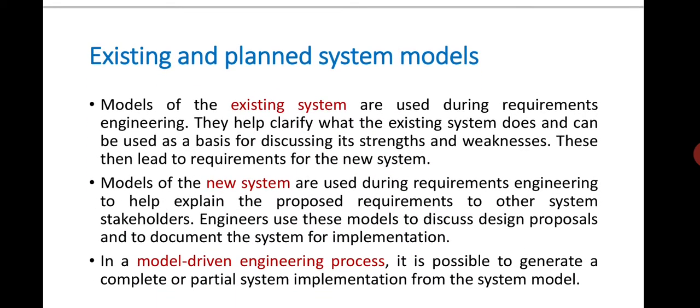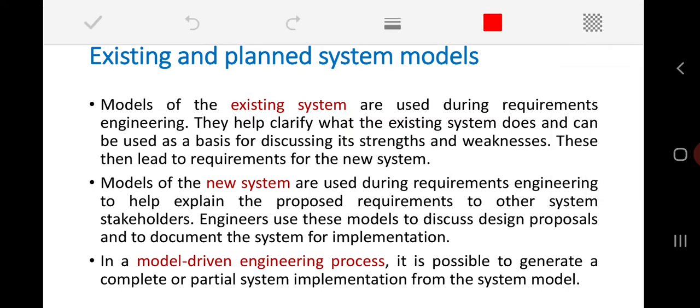The next one is the existing and planned system model. Either we might be using existing system models, or we might be using a new system model that we have developed. Whether it's an existing or new system model, these system models are very useful, especially during requirements engineering. Because whenever you define requirements like functional requirements, non-functional requirements, domain requirements, or interface requirements, whatever they may be, simply describing the requirements is not sufficient.